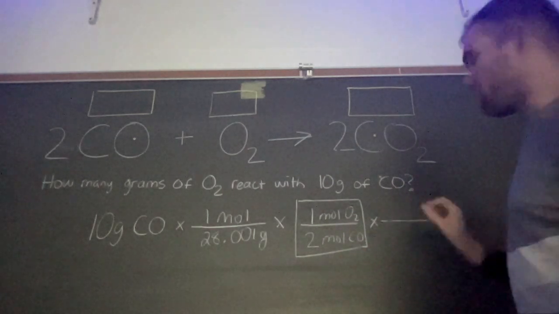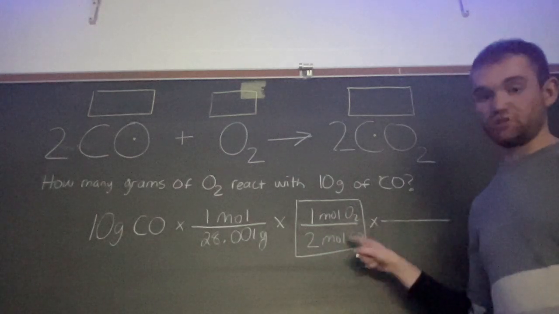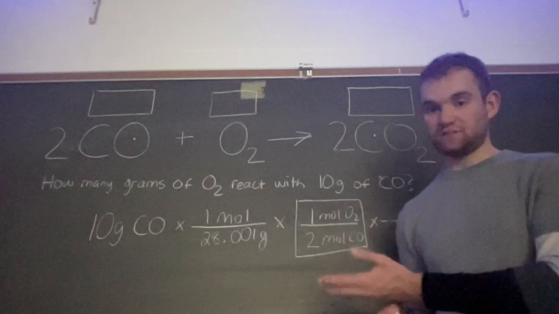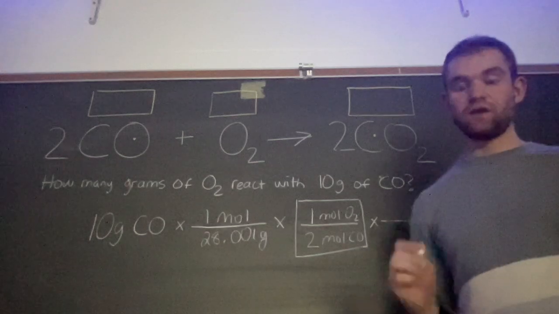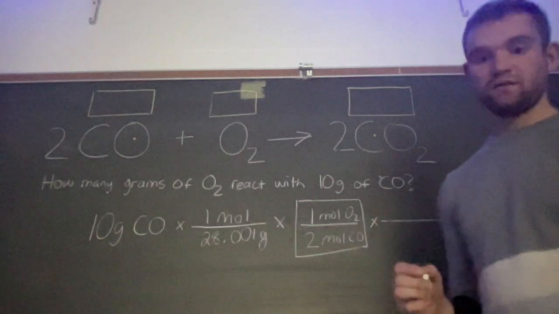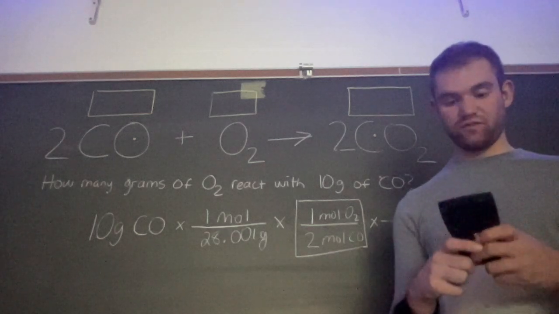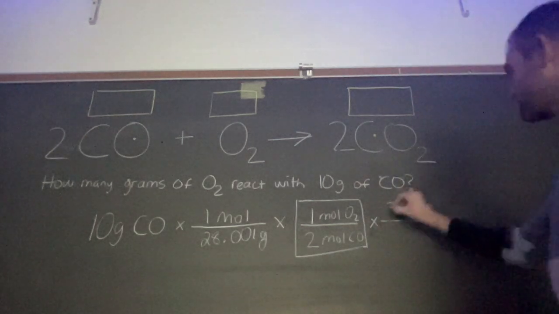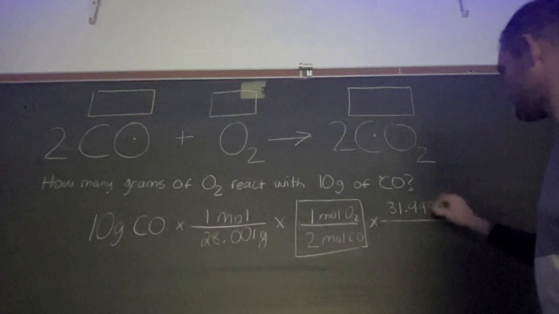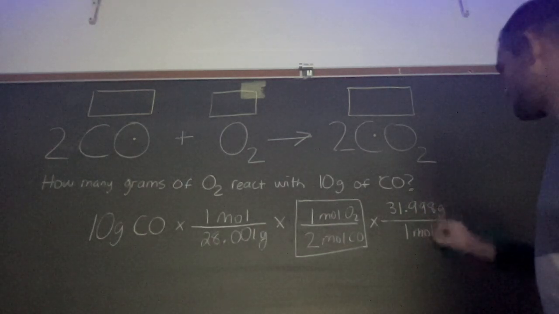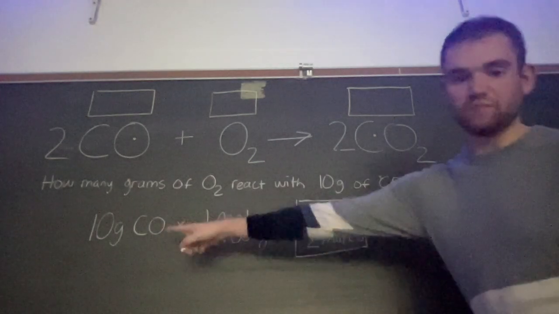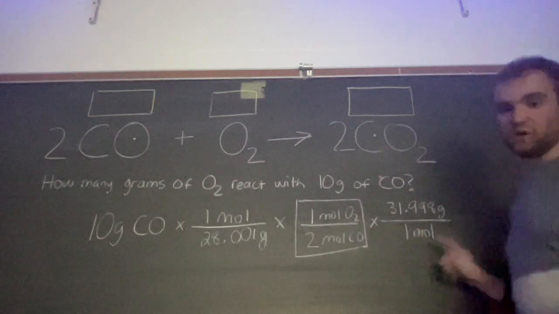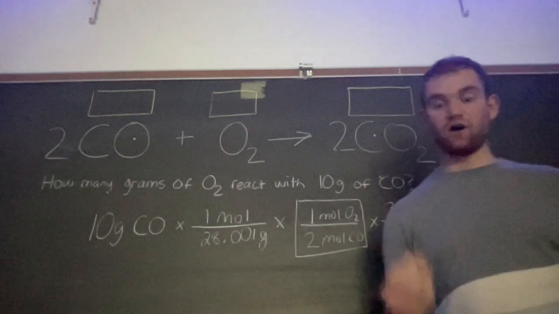And then finally, we're going to go back to grams. Now I'm at moles of O2. I can take moles of O2 and get grams of O2 by multiplying by the molar mass. Put the grams on top because that's where we're going. The molar mass of O2 is 2 times the 15.999, which is 31.998. So 31.998 grams is in 1 mole of O2. So all your units cancel out. The grams of CO cancel out. The moles of CO cancel out, and the moles of O2 cancel out. Now we're left with grams of O2.